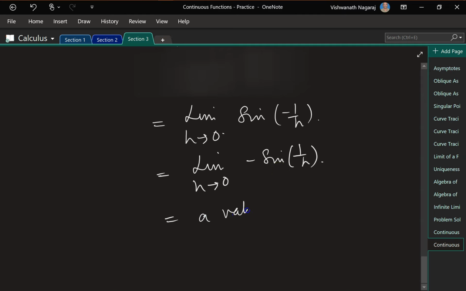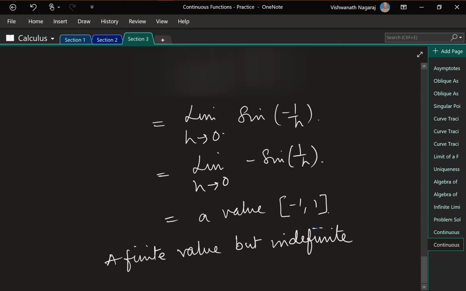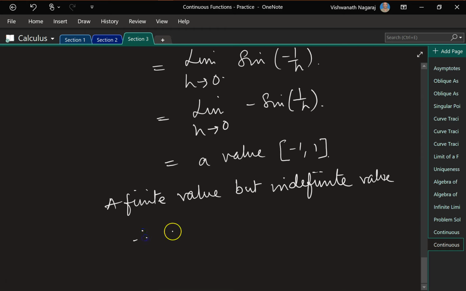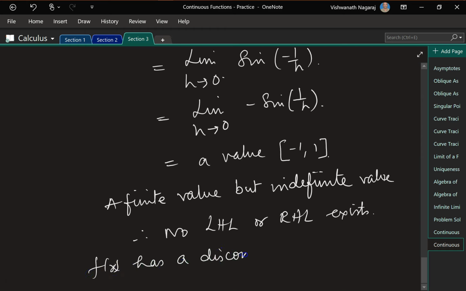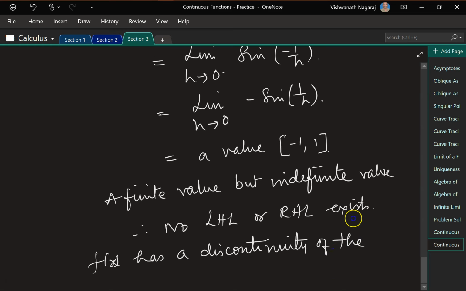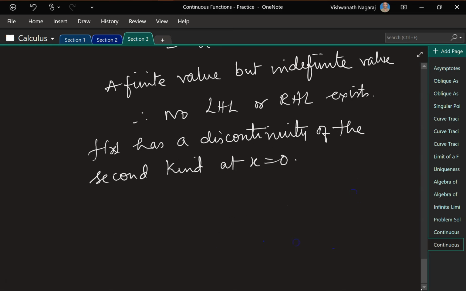It's going to be a value from minus 1 to 1. So a finite value but indefinite. That means we can't specify a single value. So therefore no LHL or RHL exists. So we can say f of x has a discontinuity of the second kind at x equal to 0. Okay, let's look at the next problem.